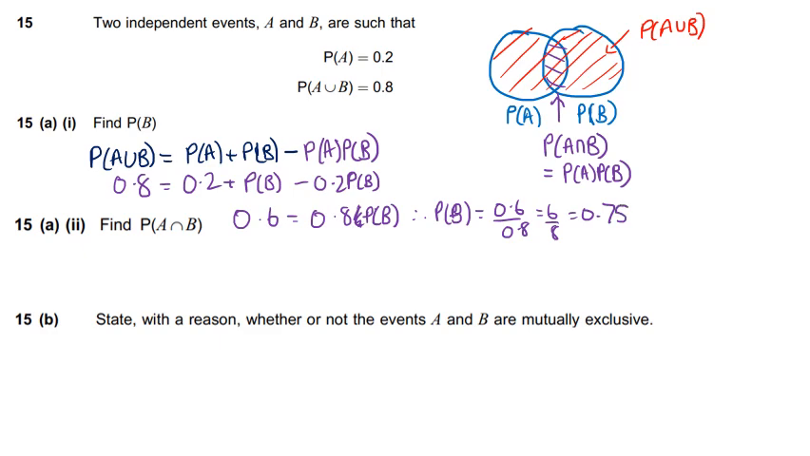Okay, so what is the probability of A and B? Well, the probability of A and B is 0.2 multiplied by 0.75, which is 0.15.